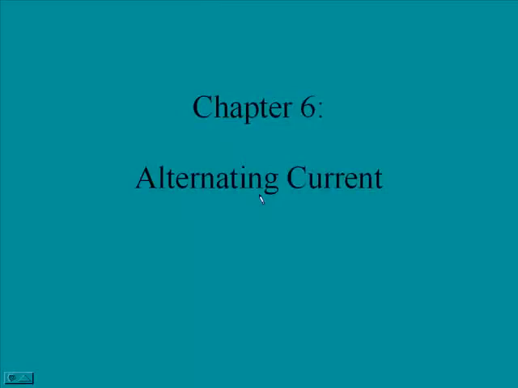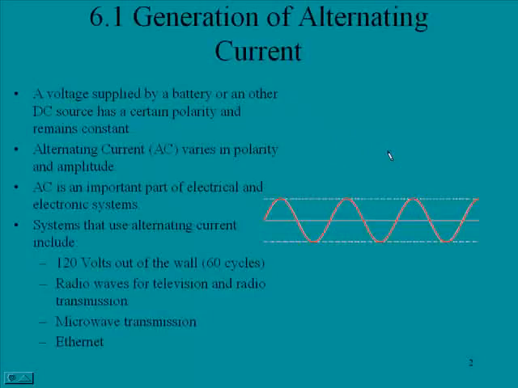In Chapter 6, we begin our discussion of alternating current. Generation of alternating current. A voltage supplied by a battery or another DC source has a certain polarity and remains constant. And we looked at that in our discussion of DC.